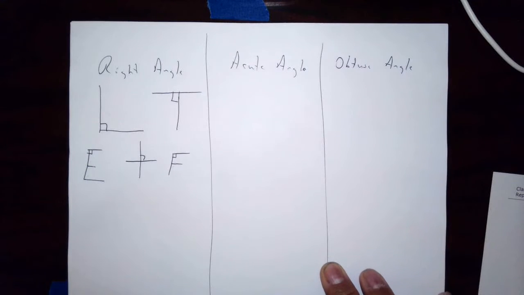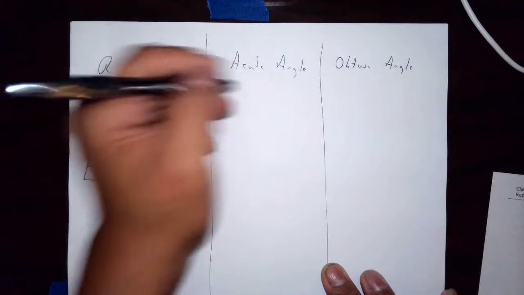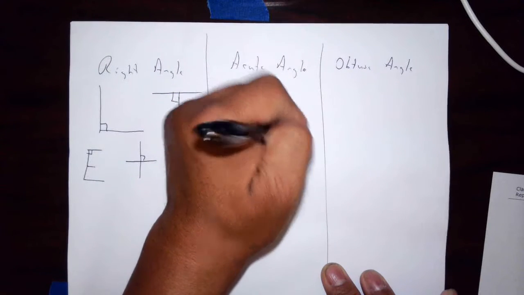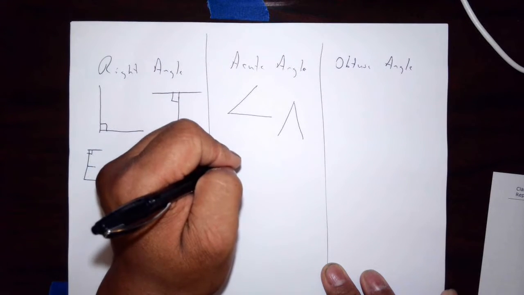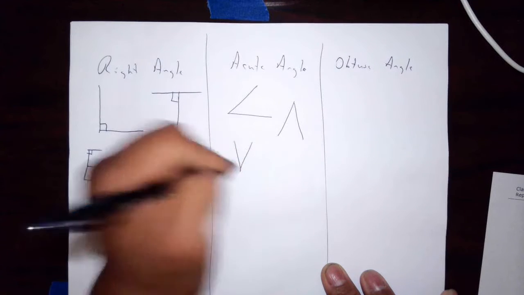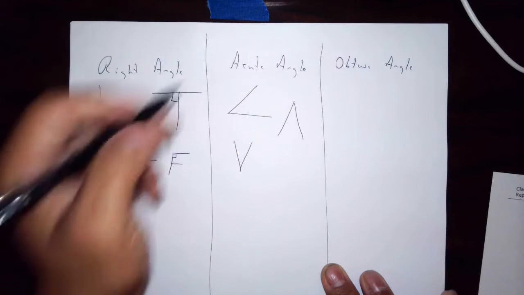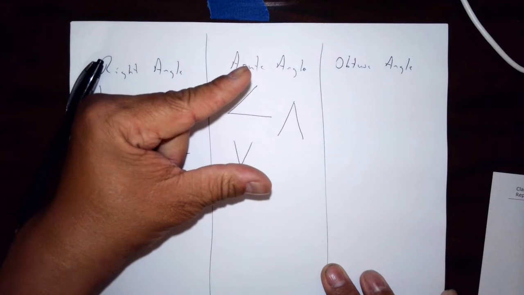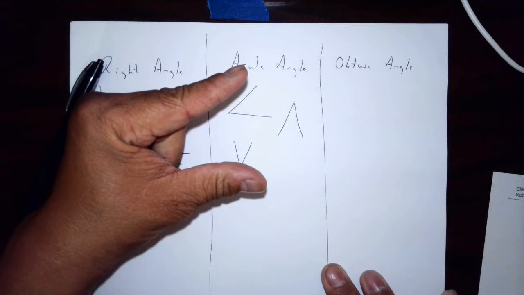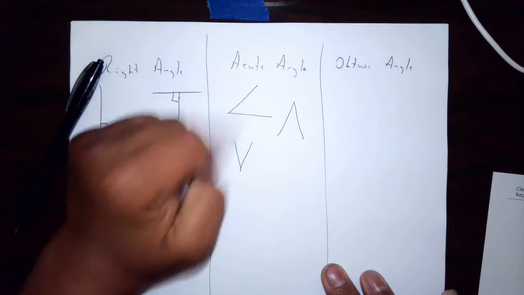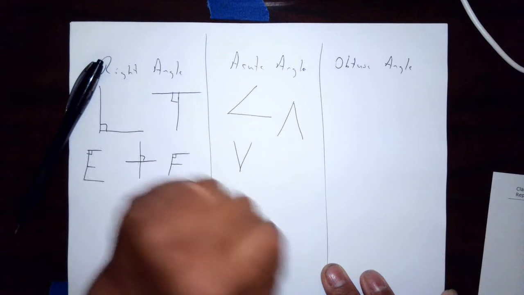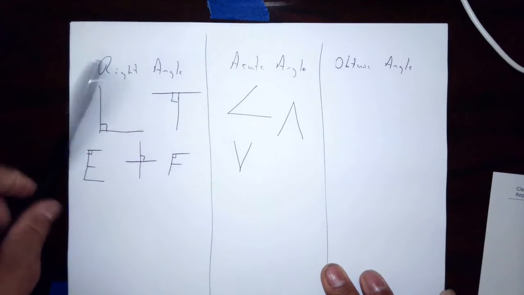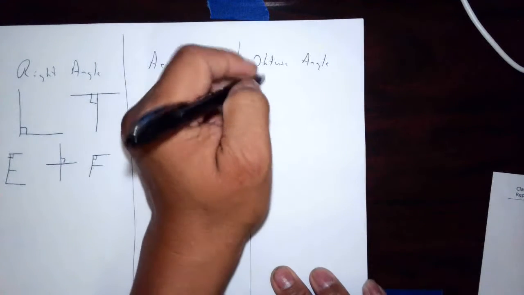Okay? An acute angle looks like this. And the way you can tell that it is an acute angle is it's kind of like, aw, a little angle. How cute. Acute. These are your acute angles. Then over here you have the obtuse angle.